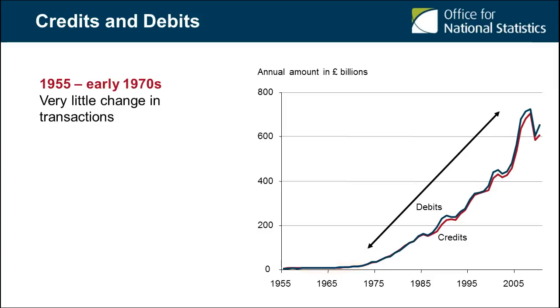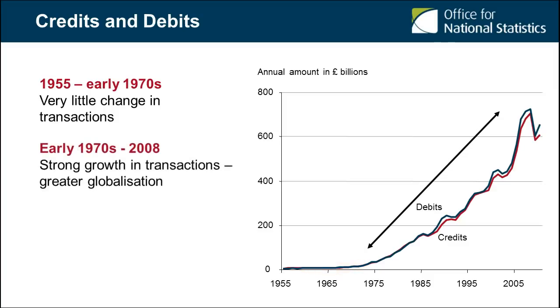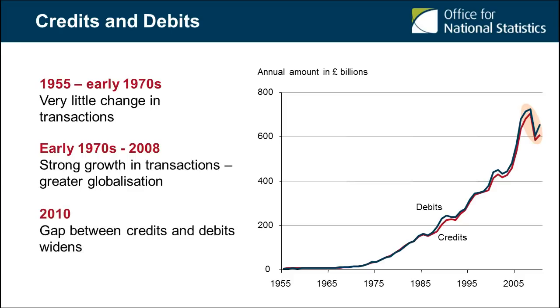Then over the next 35 years or so, they increased rapidly, mainly due to the globalization of the world economies, in which transactions became more common. Looking towards the end of the chart here, due to the onset of the financial crisis across the world in 2008, we can see that both credits and debits fell, as transactions between countries fell. In the latest year, 2010, we can see that the gap between credits and debits widened. The difference between the credits and debits lines here give us the current account balance.